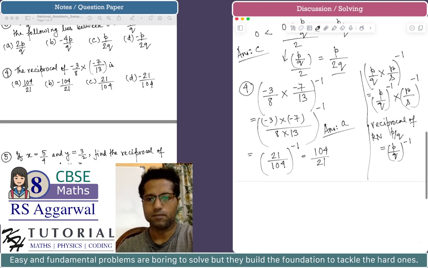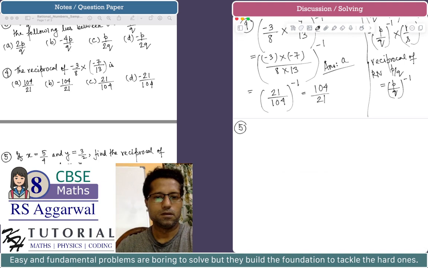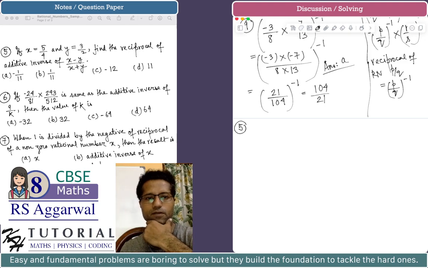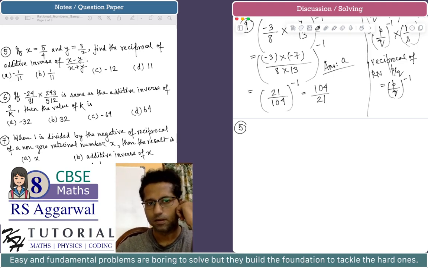Okay, let's do problem number 5. Problem number 5 says, if x equals 5 by 4 and y equals 3 by 2, find the reciprocal of the additive inverse of (x minus y) divided by (x plus y). We have to first find what is x minus y divided by x plus y. We will get a rational number substituting the given values of x and y. Once we get the value of x minus y divided by x plus y, we have to find its additive inverse. Once that inverse is found, we then take the reciprocal.